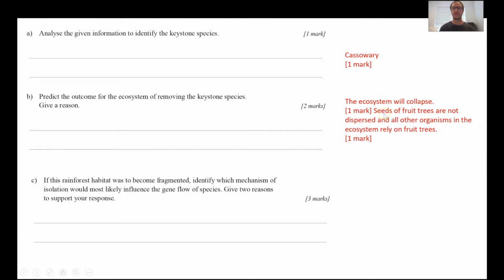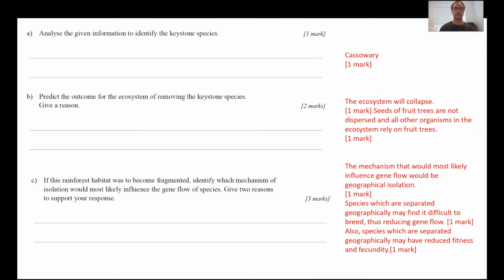And think about those producers. The seeds of fruit trees are not dispersed, and all other organisms in the ecosystem rely on fruit trees. So the cassowary eats the fruit, and then the seeds are digested and dispersed. The next question is this. So there were 2 marks there, one for saying it will collapse and the second one for saying why.